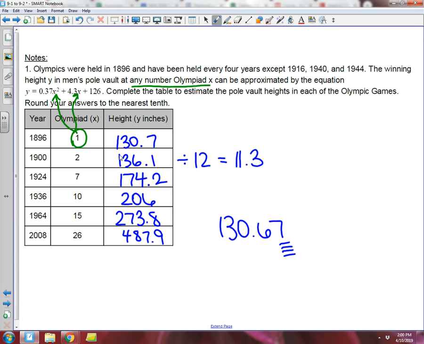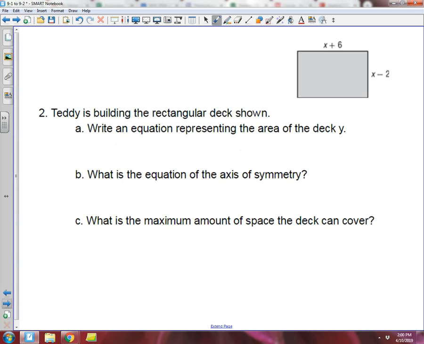Okay, let's move on. Next one says Teddy is building the rectangular deck shown. Write an equation representing the area of the deck y. Well, how do I find the area of a rectangle? That's perimeter of a rectangle. Length times width. What's my length? And what's my width? So, how do I multiply those?